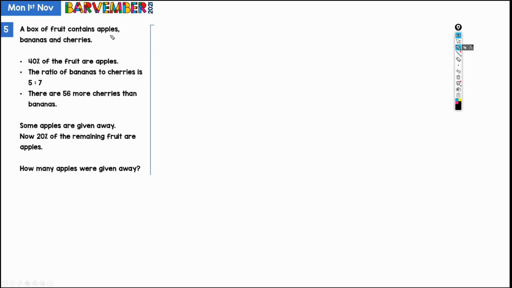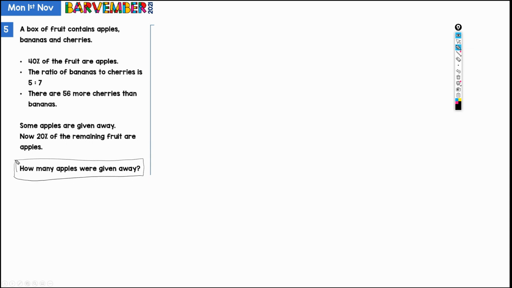A box of fruit contains apples, bananas and cherries. 40% of the fruit are apples. The ratio of bananas to cherries is 5 to 7. There are 56 more cherries than bananas. And then we have a situation change. Some apples are given away and now 20% of the remaining fruit are apples. And the question we are asked is how many apples were given away?